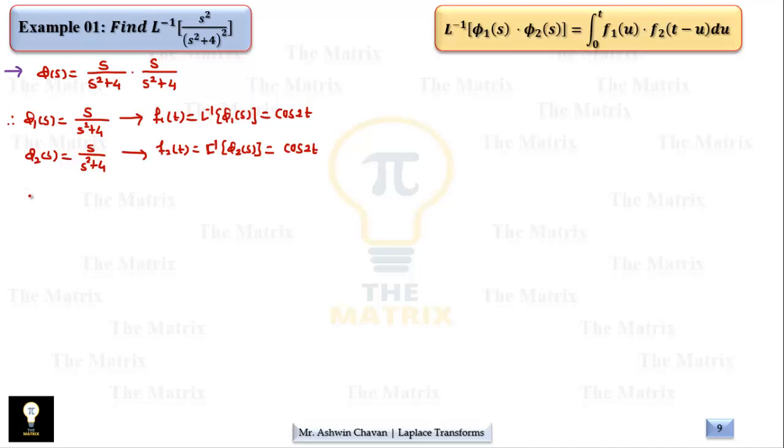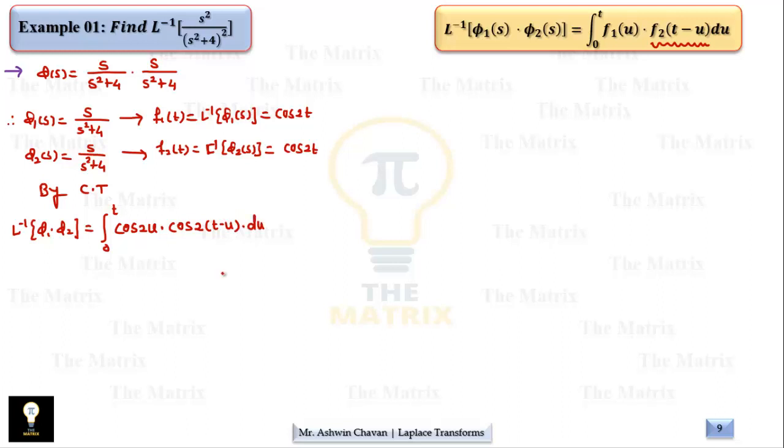Now what does the convolution theorem say? By the convolution theorem, we have L inverse of phi 1 into phi 2, that is the original function s square upon s square plus 4 whole square, is nothing but the integral from 0 to t of f1 of u, but f1 of t is cos 2t, so f1 of u is cos 2u, into f2 of t minus u. You can see the formula here: f2 of t we have, so we have to replace t by t minus u, so it will be into cos of 2 into t minus u. See here, it's not cos 2t minus u, it's 2 into t minus u.